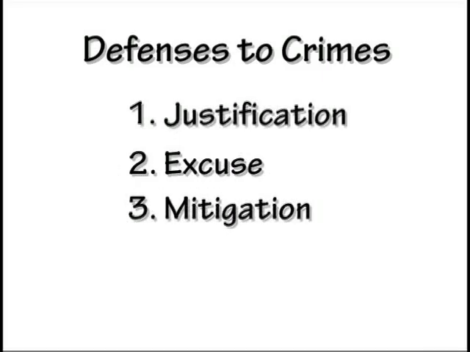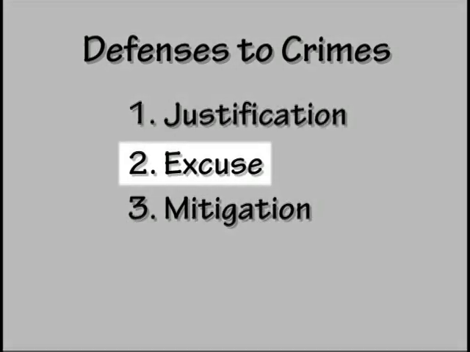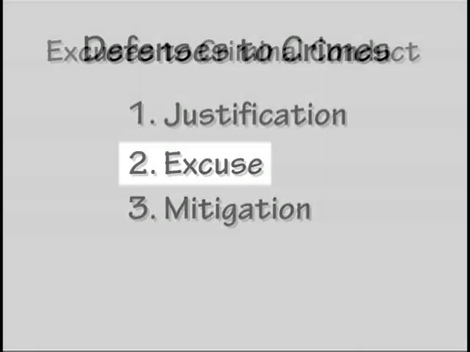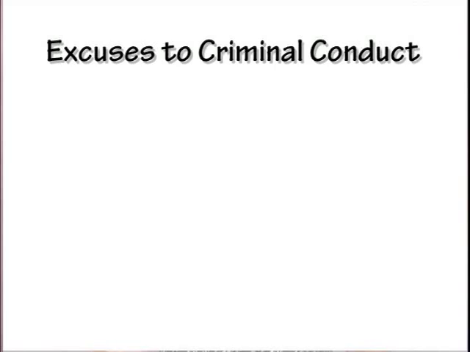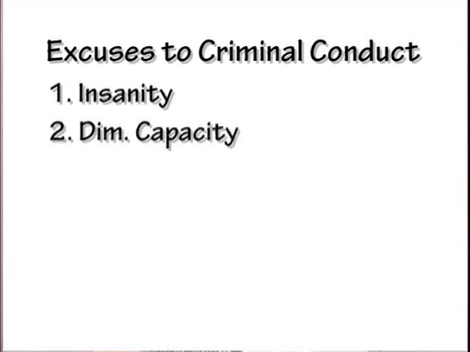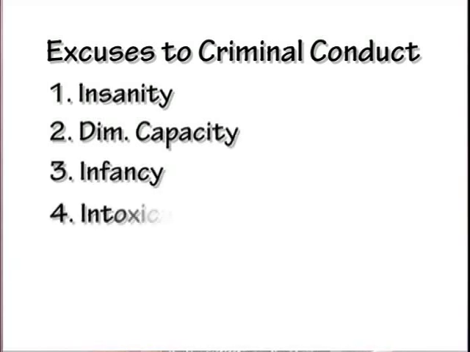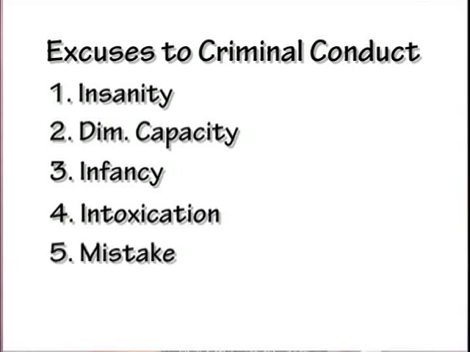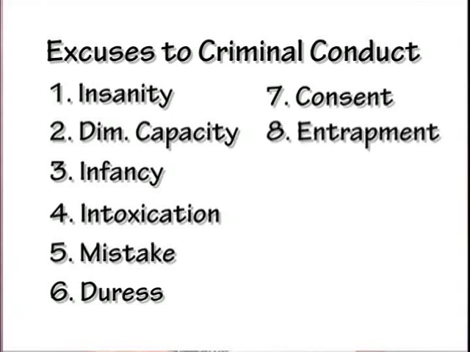Moving on, the next category of defenses to crimes is excuses. So excuses to criminal conduct. There's basically 8 types of excuses to criminal conduct. Those 8 types are 1, insanity, 2, diminished capacity, 3, infancy, 4, intoxication, 5, mistake, 6, duress, 7, consent, and 8, entrapment. Once again, insanity, diminished capacity, infancy, intoxication, mistake, duress, consent, and entrapment.